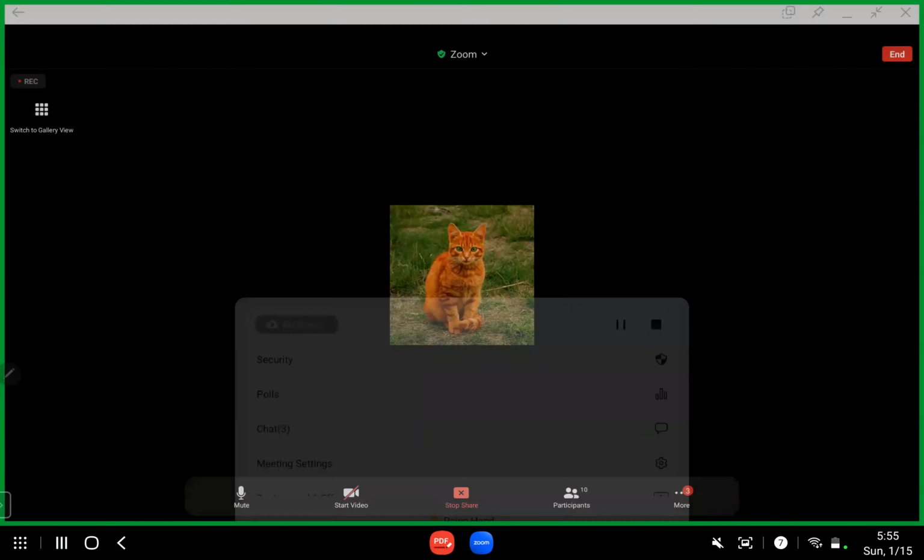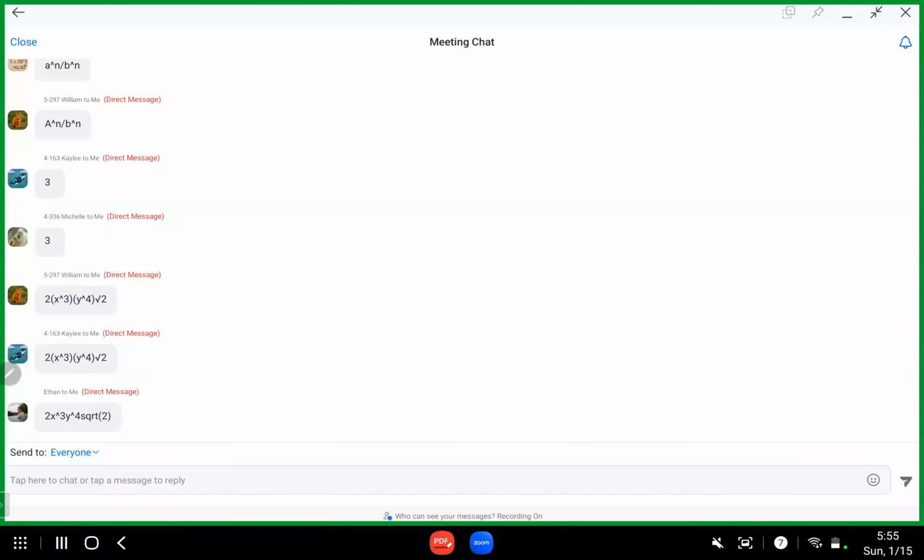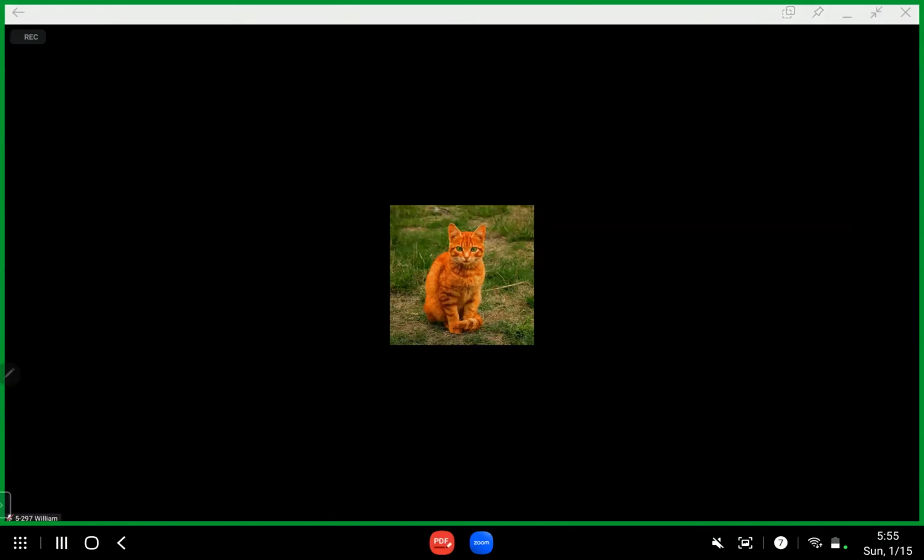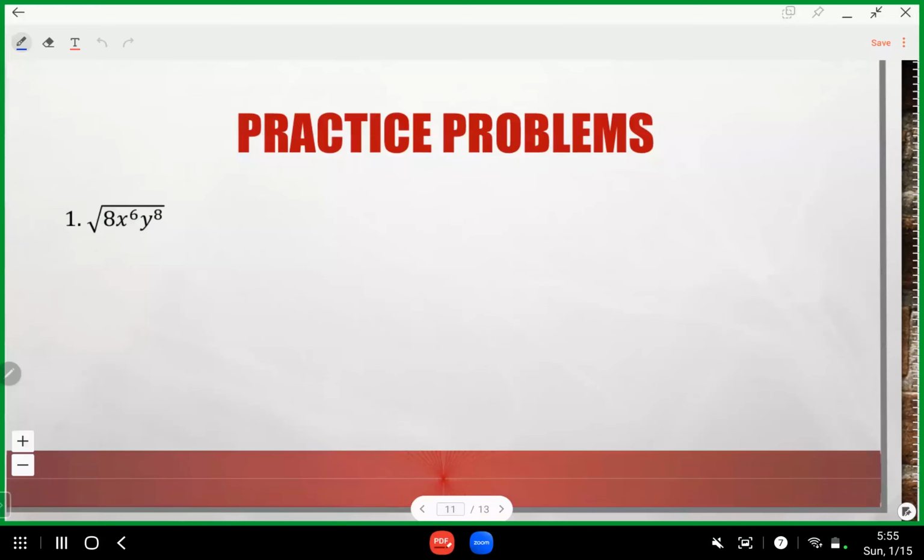All right. So let's see our answers, right? First, what we've got to do is separate the 8, right? We already know what that is. That's just going to be equal to 2 times the square root of 2 because we already solved that before. Now let's look at x to the 6th.